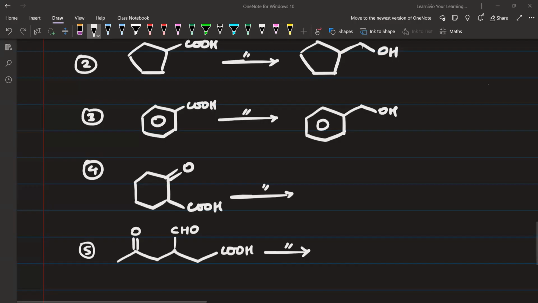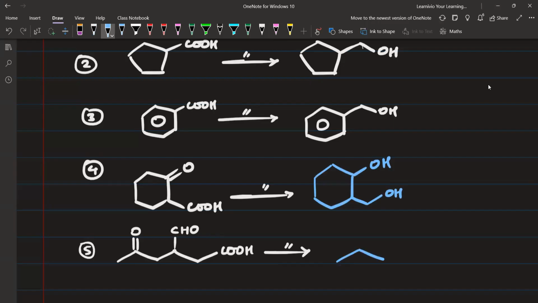Your answer is also wrong. Look at the answers. These are the answers. First of all, lithium aluminum hydride will also convert the double bonded carbonyl carbon of ketone to alcohol. So this will be directly converted to OH, and COOH will be converted to CH2OH. And here also all the carbonyls will be converted.